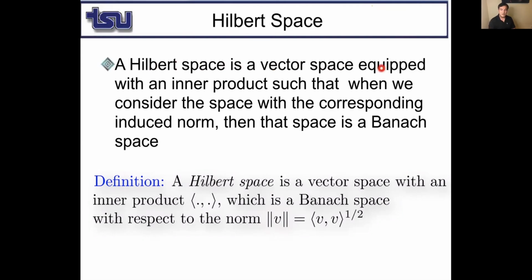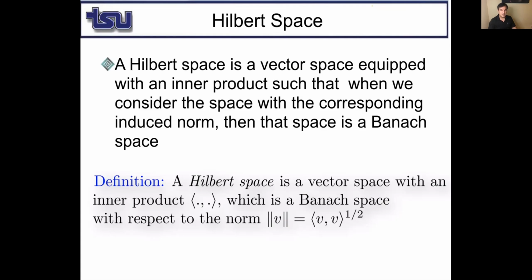A Hilbert space is a vector space equipped with an inner product such that when we consider the space with the corresponding induced norm, then that space is Banach space. I know it seems confusing, but it's extremely simple. Think about a Banach space. Banach space is a norm vector space, and all Cauchy sequences in that norm vector space converge to an element of that space. That's a Banach space. A Hilbert space is not a norm vector space. It's an inner product space, but it is a Banach space with respect to the norm induced by that inner product.